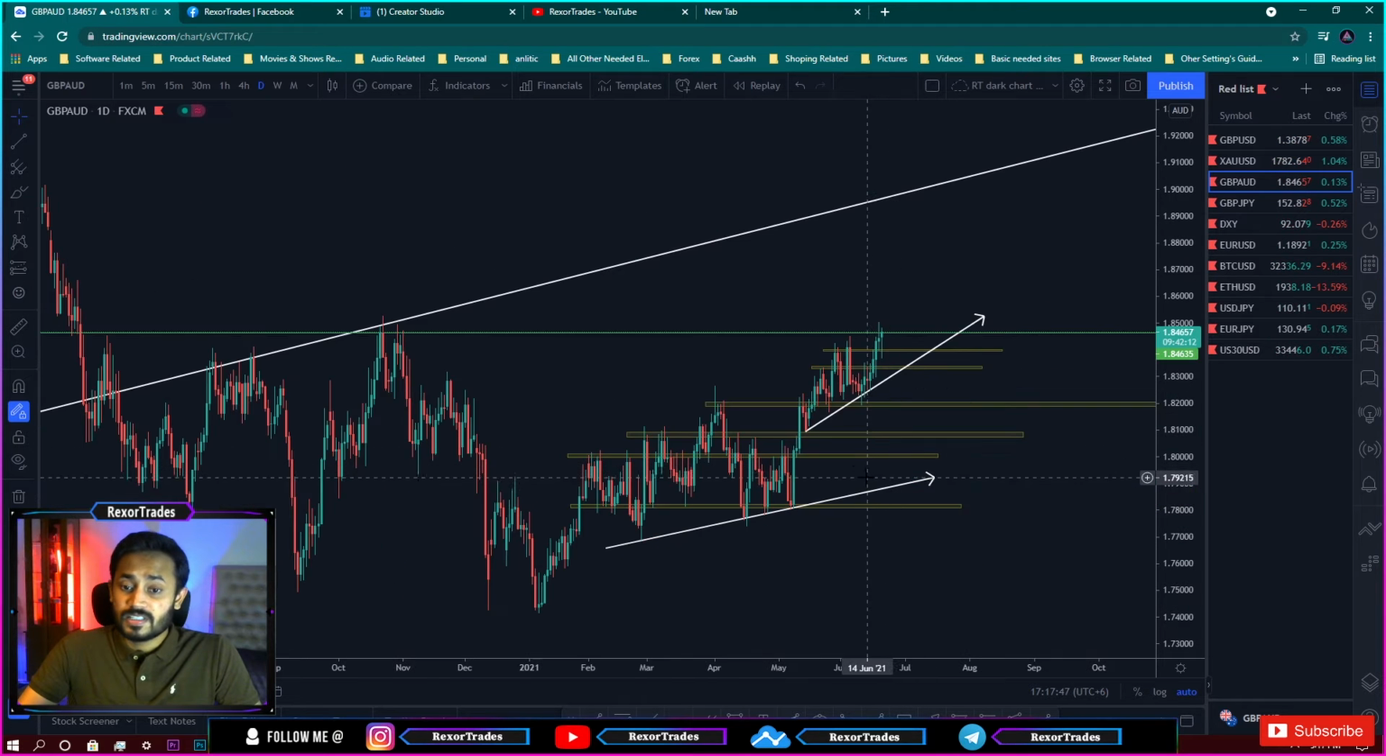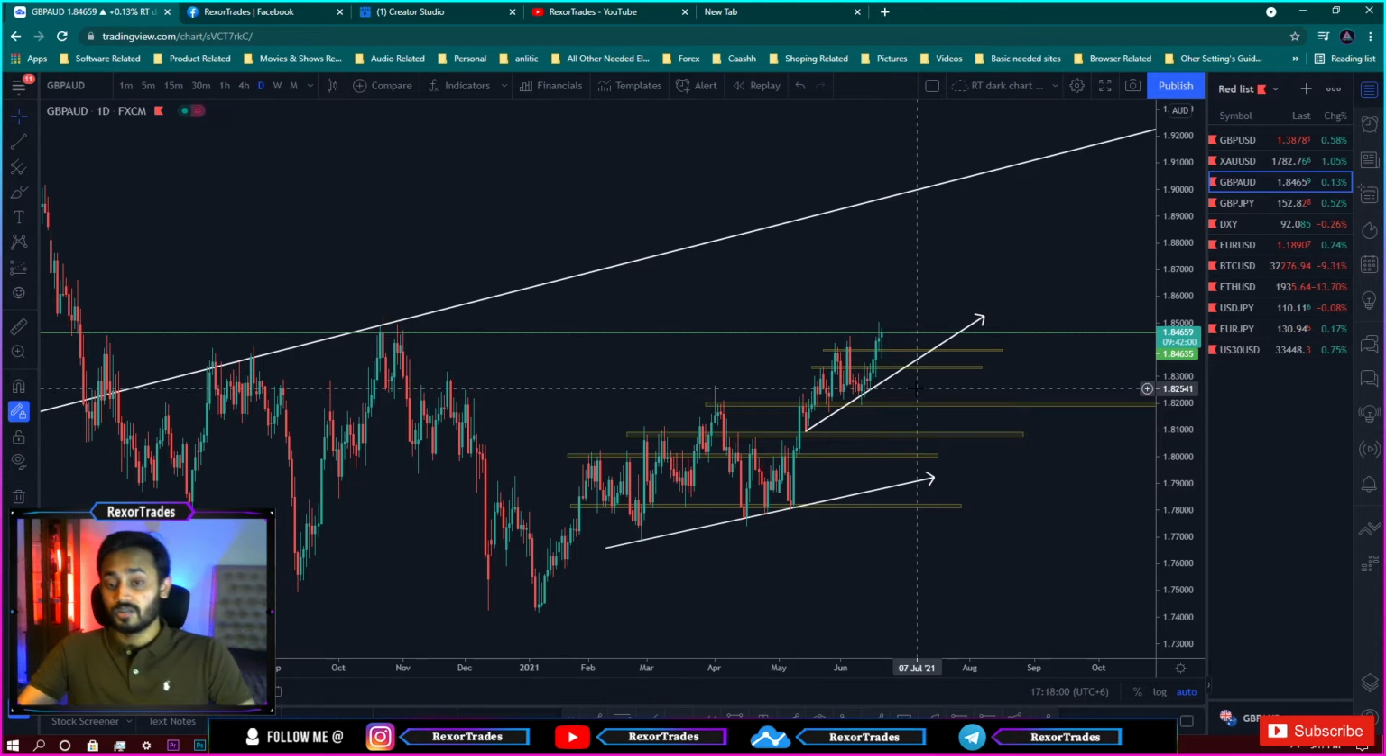Now if this level is held, then you can take an entry on the short side if GBPAUD breaks and closes below this zone or this trend line, at the same time below this zone and this trend line, and that's when you can look to take a short entry on the GBPAUD chart.